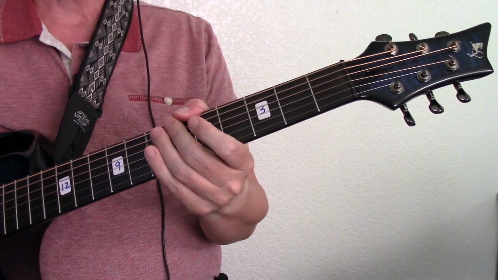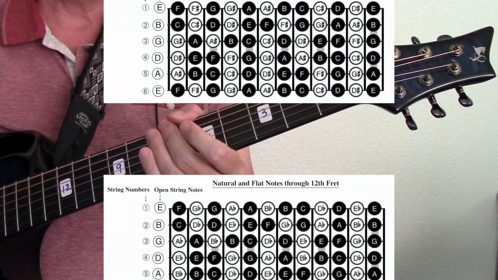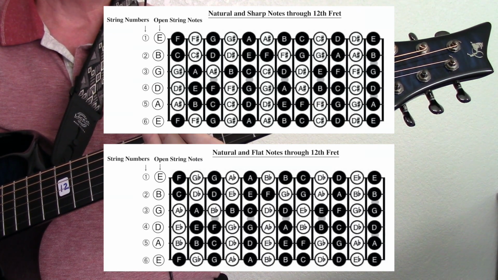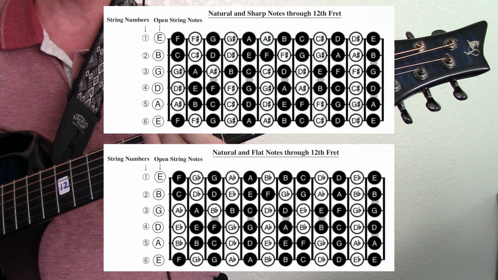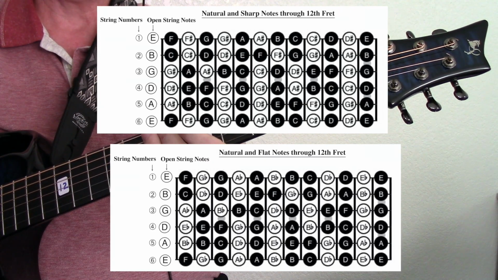And you can fill in the gaps in the rest of the strings the same way. And when all is said and done, this is what you get. Here's a chart with all of the notes named as sharps. So you see some F sharps in there, G sharps, and so forth. And then you can see another chart with all those notes named as flats as well.